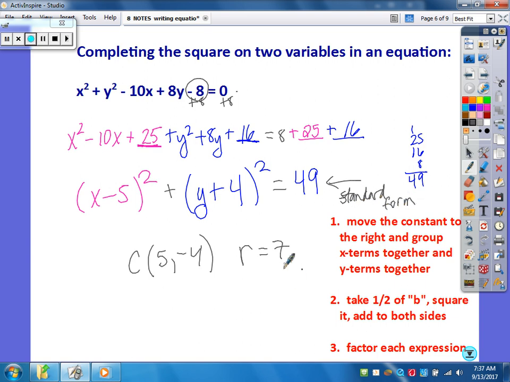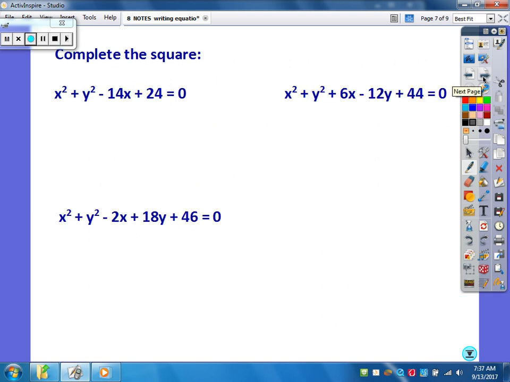And then this is our center and radius. Alright, so we'll do 2 more together, and then I'll let you try the next one on your own. But again, just rearrange first.